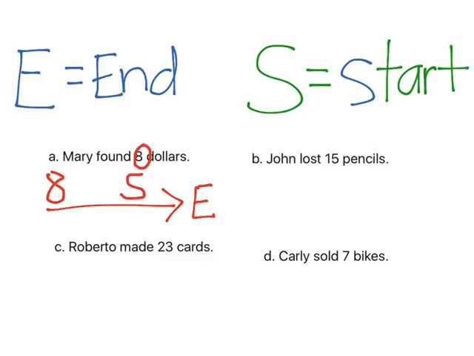In the next problem, John lost 15 pencils. Again, 15 tells me how many more or less, so that's my first small number. I'll reread the sentence without that number. John lost pencils. If John lost pencils, he ends with fewer pencils. If John ends with fewer pencils, E must be my small number because he ends with less.